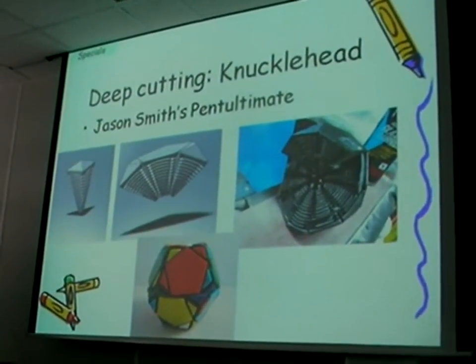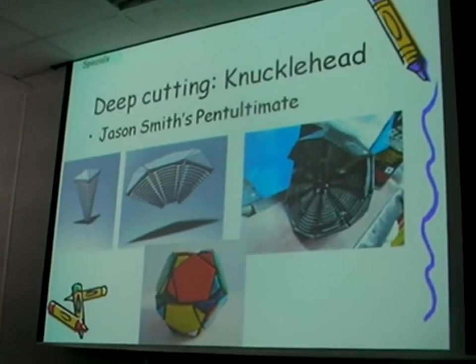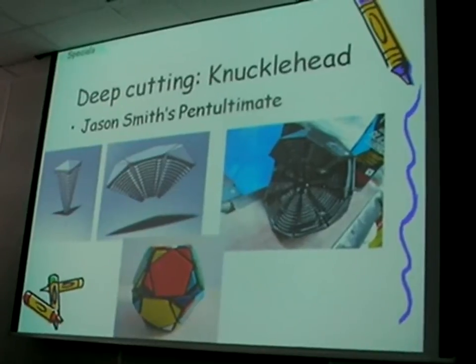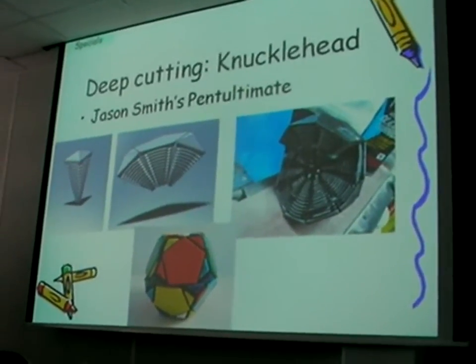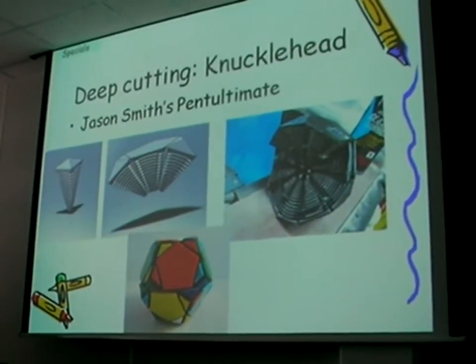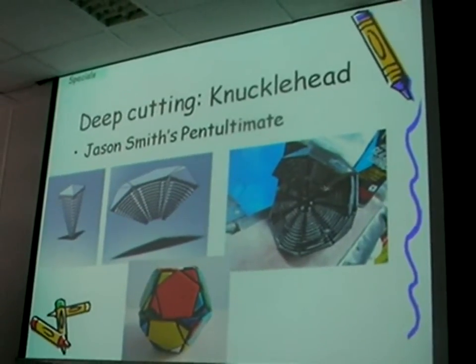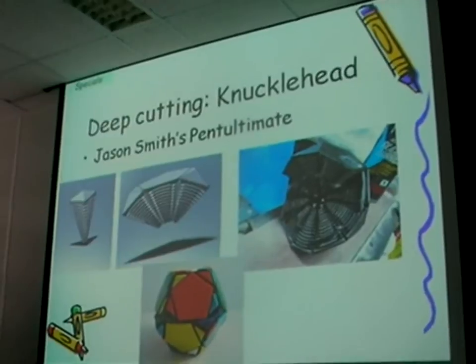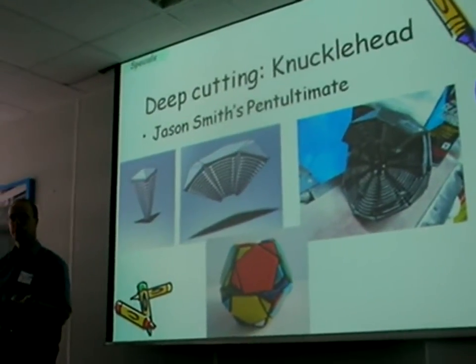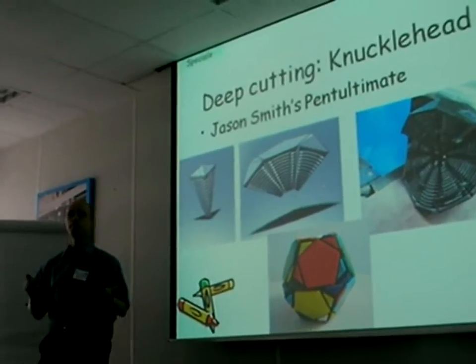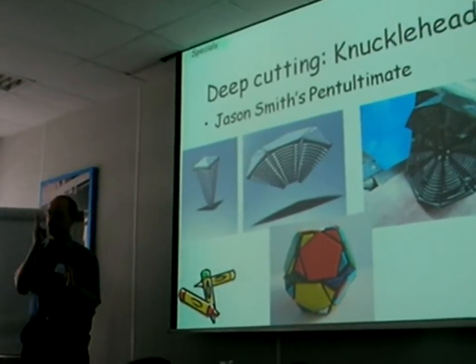Deep cutting is another exciting development in our community. Jason's Pentultimate is the most extreme one. What is deep cutting? Deep cutting is when you have a geometric form, a twisty puzzle, and you cut it exactly in half. So for instance, a 2x2 Rubik's Cube is a deep cut puzzle. A 4x4 is a deep cut puzzle, but the 5x5 is not, because the cut doesn't go all the way to the center.